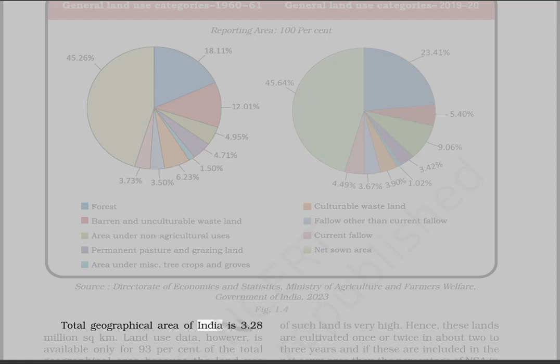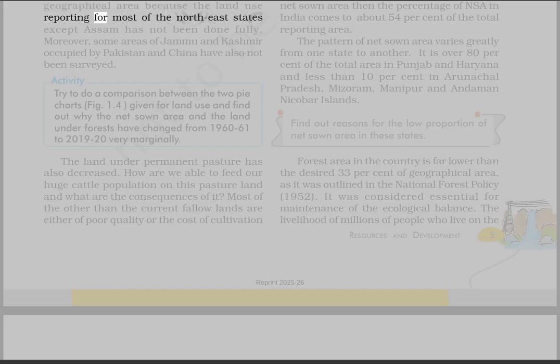Total geographical area of India is 3.28 million sq km. Land use data, however, is available only for 93% of the total geographical area because the land use reporting for most of the northeast states except Assam has not been done fully. Moreover, some areas of Jammu and Kashmir occupied by Pakistan and China have also not been surveyed.